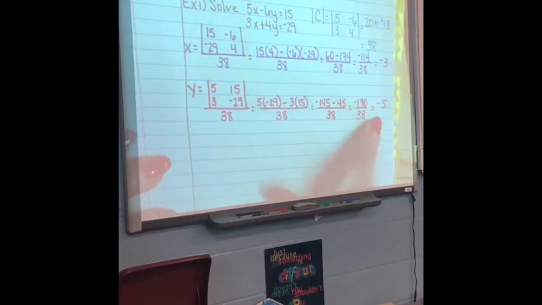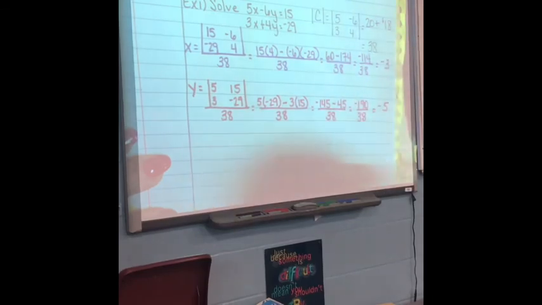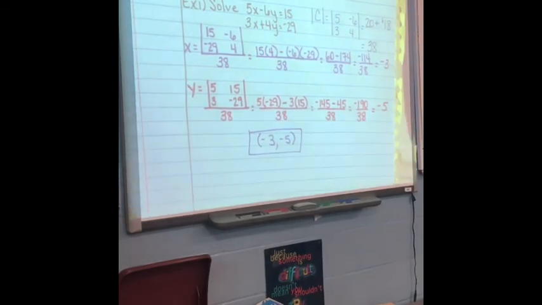Okay, everybody good? So the last little step here will be to write my point of intersection. What is my point of intersection? Negative 3, negative 5. So just as if I had solved the system any other way, that's what I get.